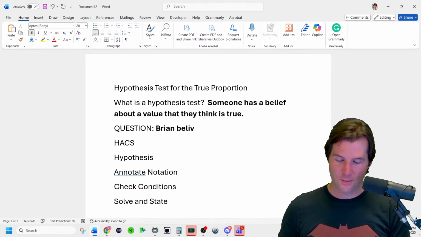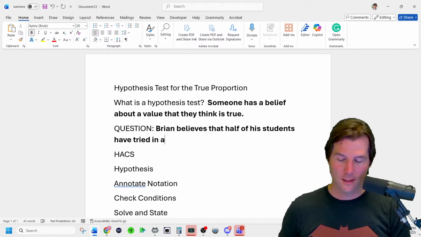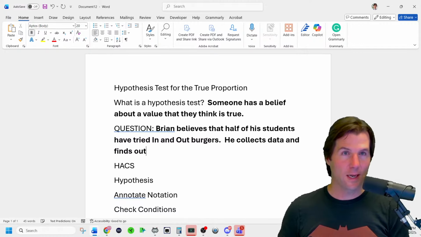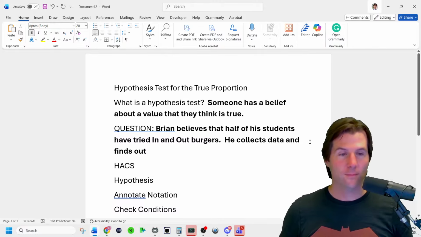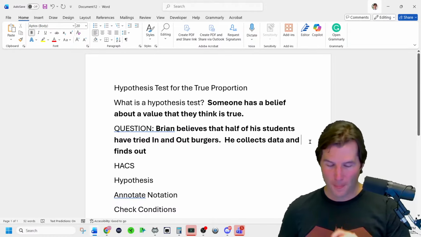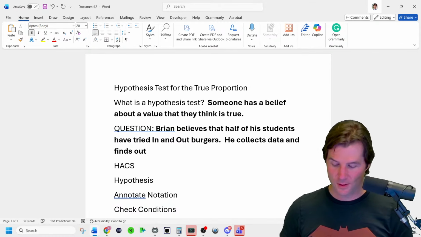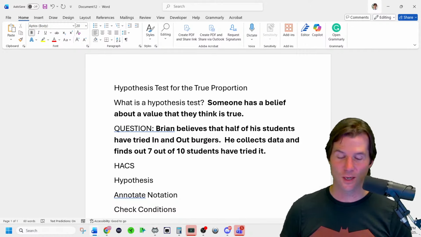Brian believes that half of his students have tried In-N-Out burgers. He collects data and finds out. Let's find out what the data said. So here's the data I collected. Data says we only have 10 votes here. He collects data and finds out 7 out of 10 students have tried it.